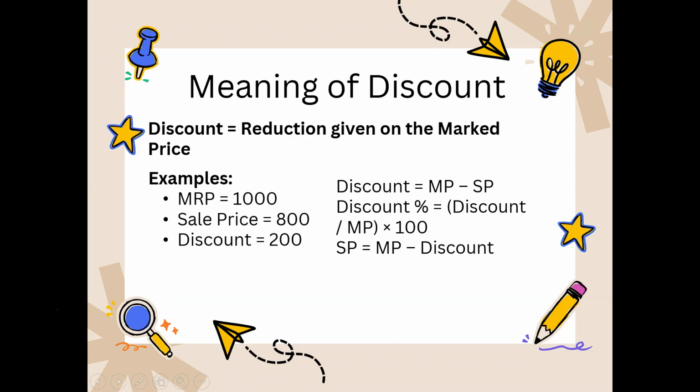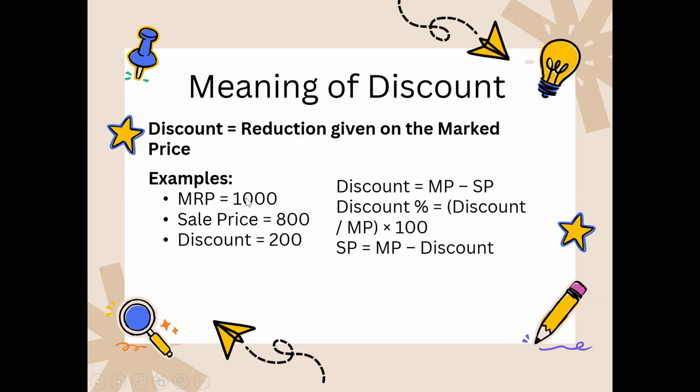When we see a sailboat, there is something written like 10% off, 20% off. What that actually means is that if the mark price of an article is rupees 1000, let us consider here the MRP, that is maximum retail price, whatever we are going to actually pay, that is 1000 rupees. But it is written that you will get a discount. That discount is nothing but the reduction given on that mark price.